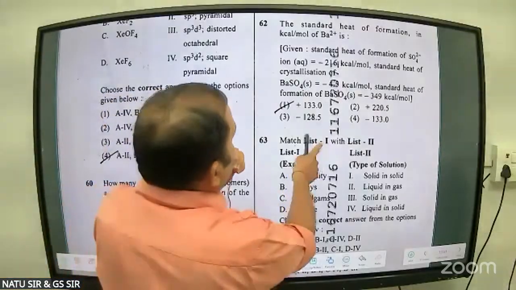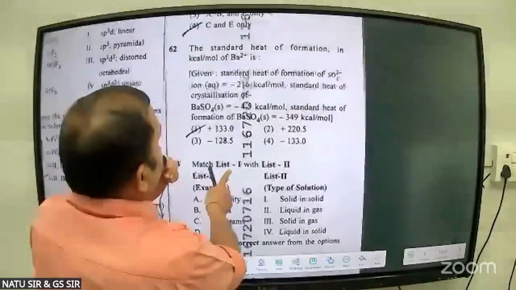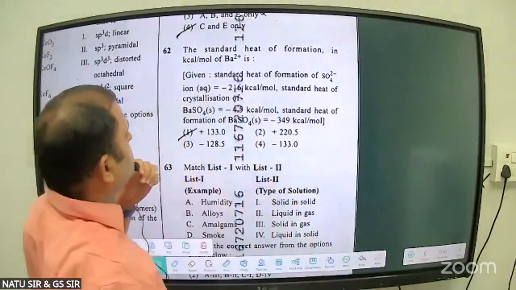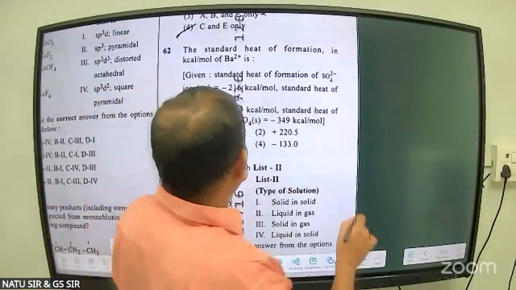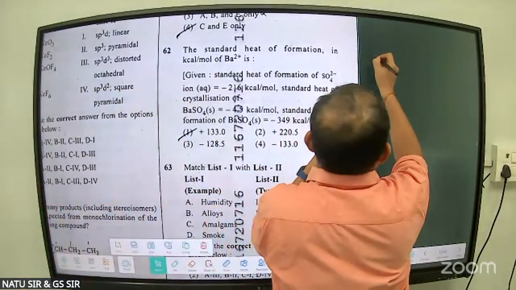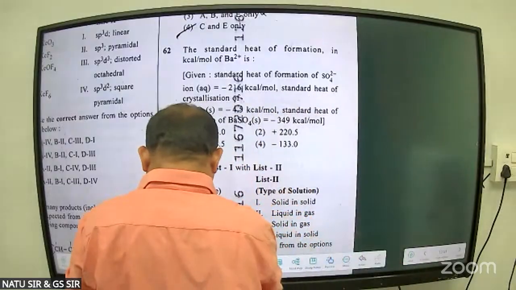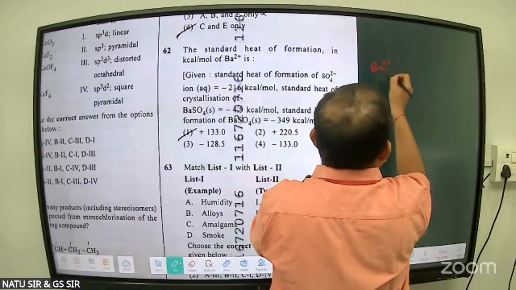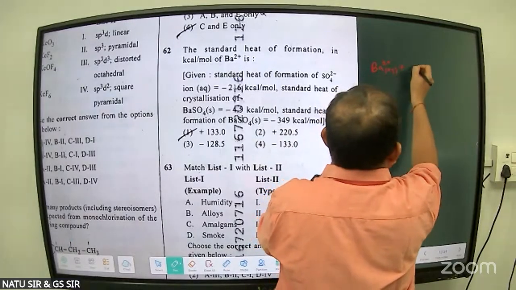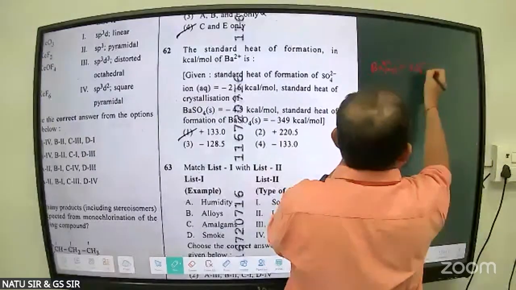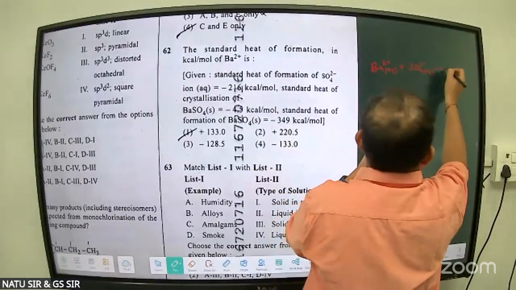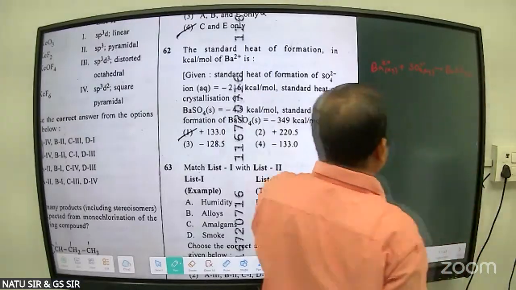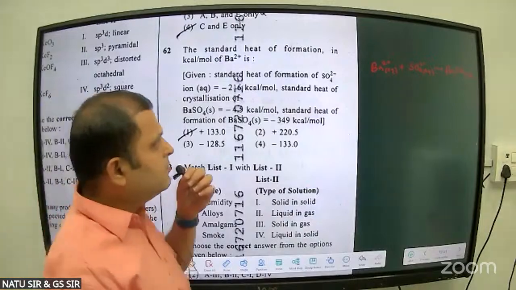So first of all, let us write the desired reaction, the standard formation, and this reaction is what? Crystallization. First of all, let me write the crystallization reaction. What is that? Ba2+ aqueous plus SO4 2- aqueous giving BaSO4 solid. This is what? Crystallization reaction of barium sulfate.